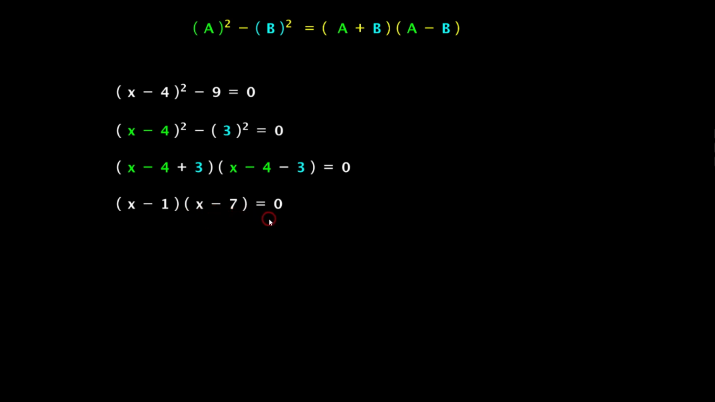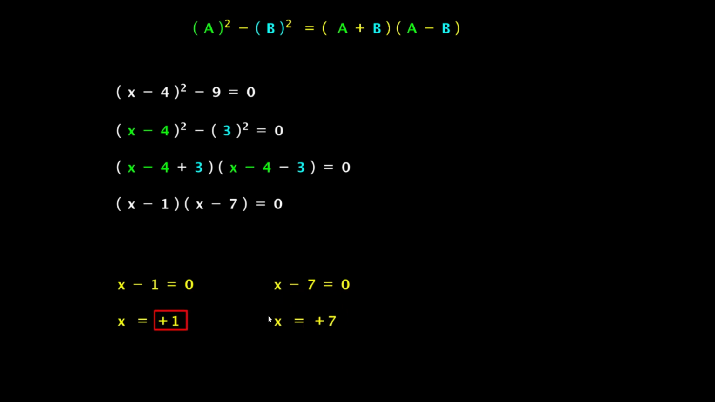Two terms get multiplied equals 0, so one of them has to be 0. When x minus 1 equals 0, move the 1 to the other side, make it positive. X is positive 1, which is one of the answers. And when x minus 7 equals 0, add 7 on both sides, or easier, move the 7 to the other side, the negative becomes positive. We have two values of x.